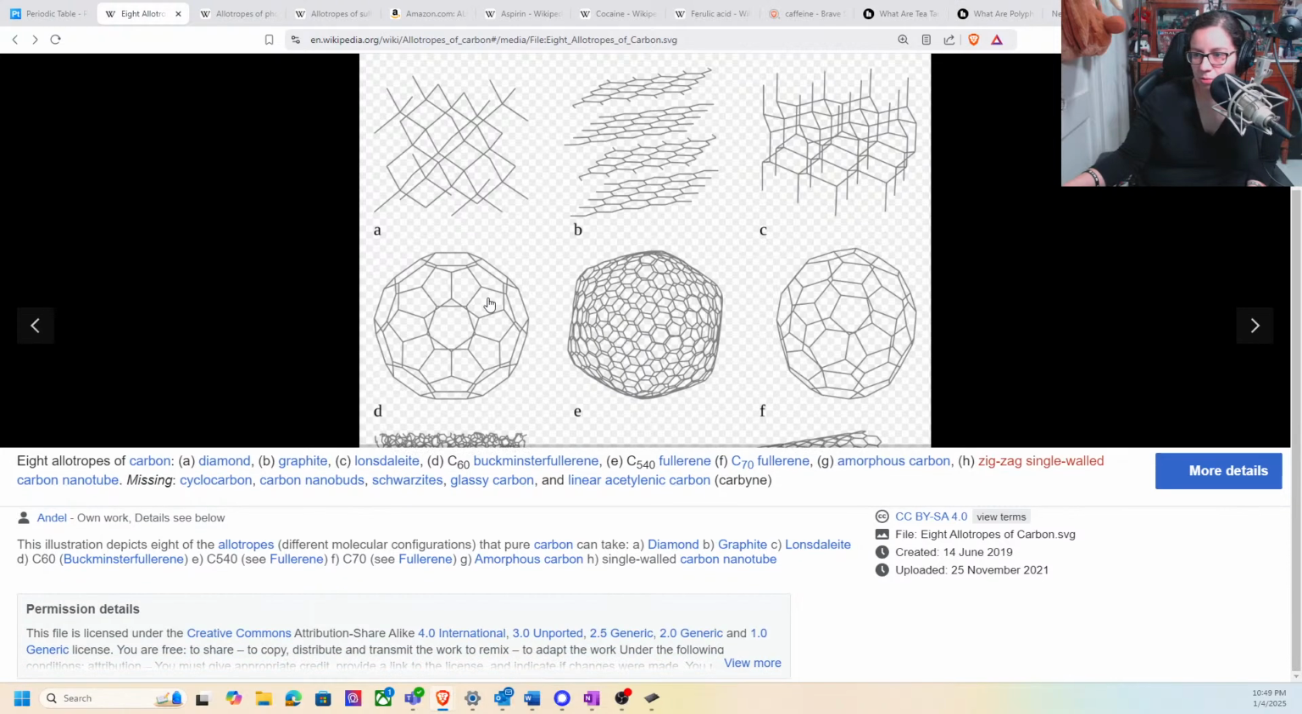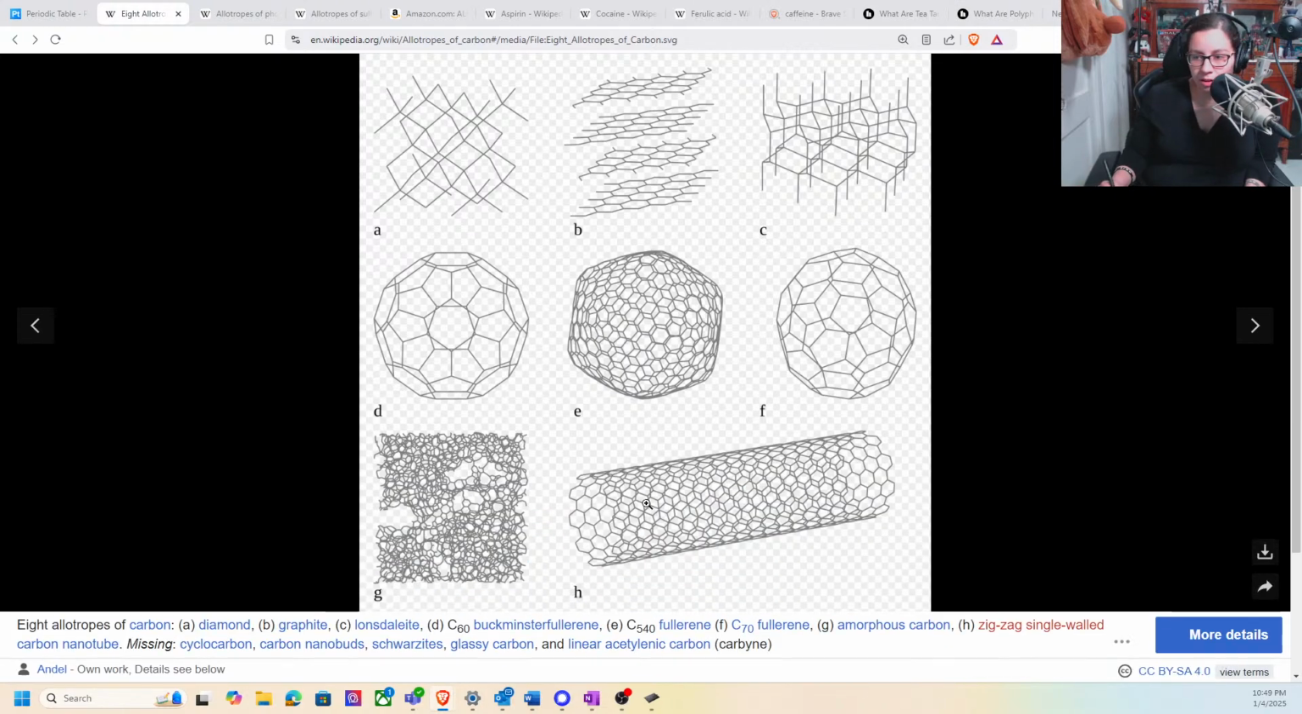G is just amorphous carbon, so basically your pile of carbon. Amorphous means no structure. You can tell that. And then H here is going to be your carbon nanotubes. That extended from this area of research, and this goes into carbon nanobots and so on. So there's a whole vein of research and materials all based off of nanotubes.